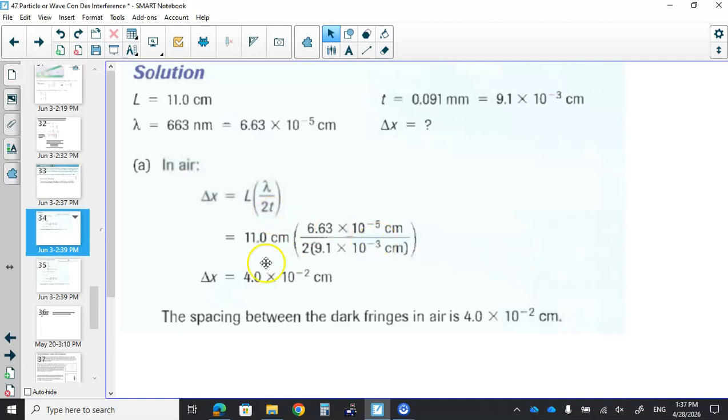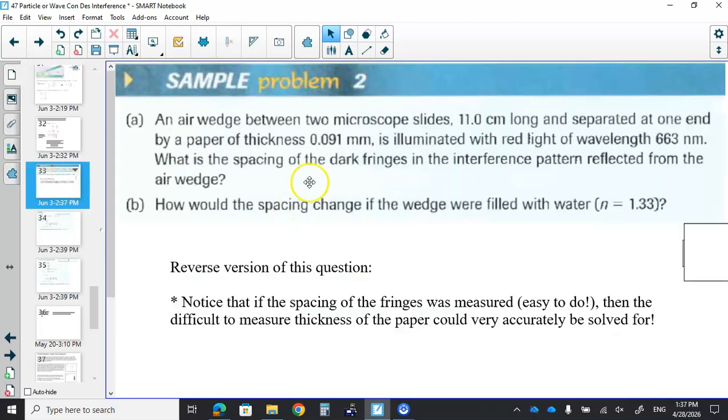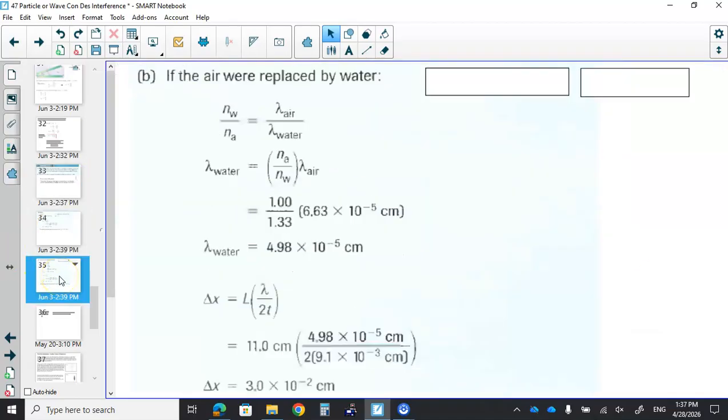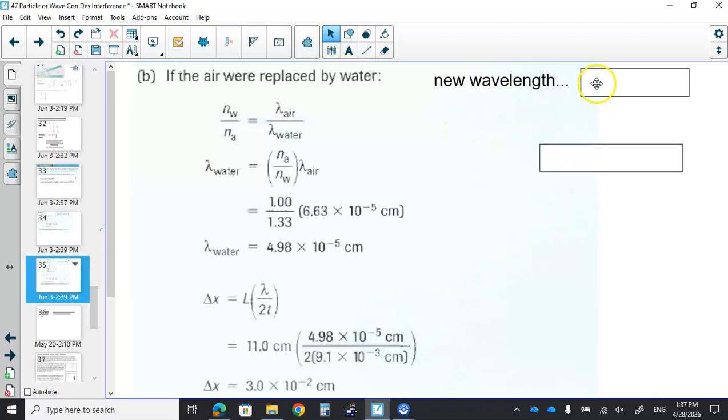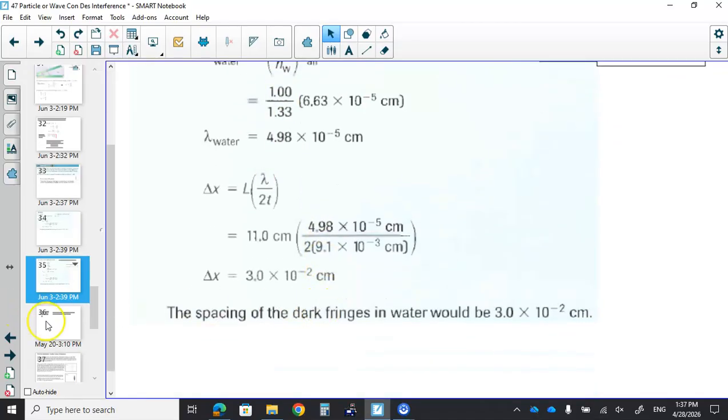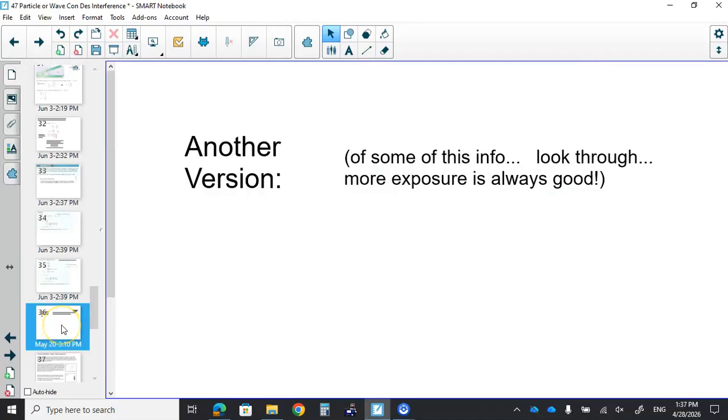Anyways, plug numbers in. Get what the fringe spacing would be. This would allow you to predict, if you put a known thickness in a wedge, the distance between fringes. This is just an analysis of what happens if the air were replaced by water, so you'd have different wavelength values. It just would change the spacing, but again, not a super practical use of this.